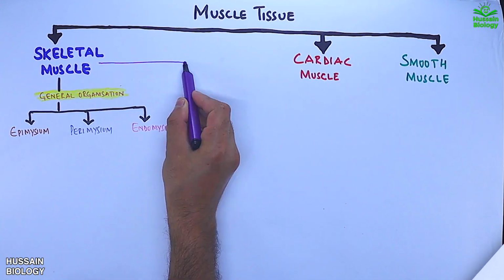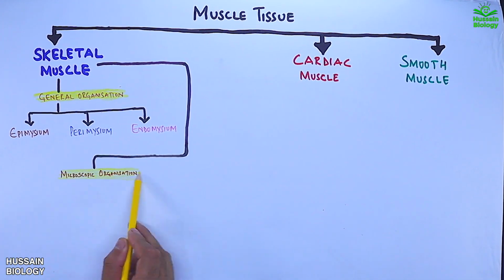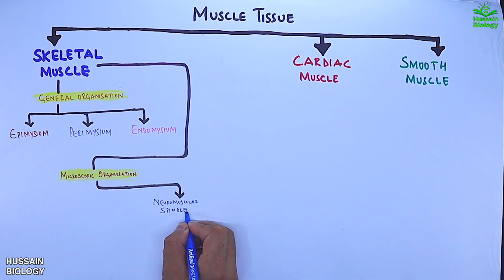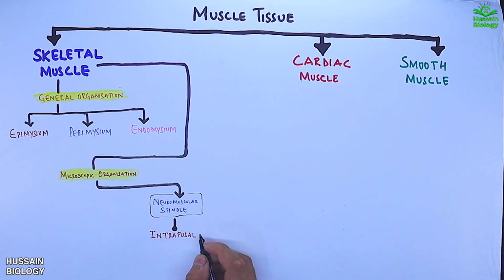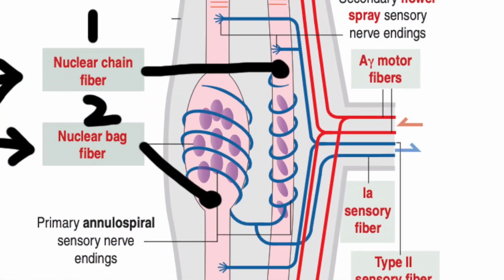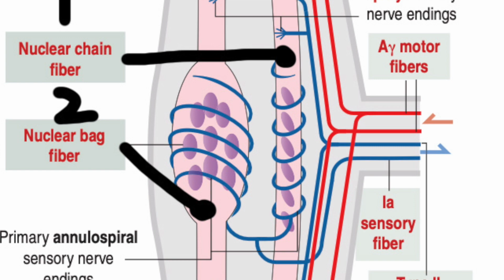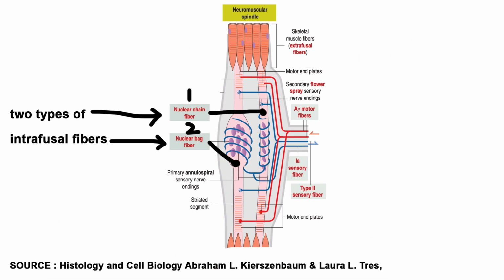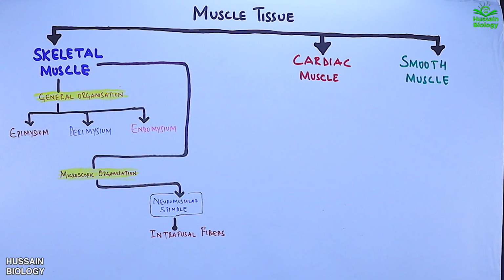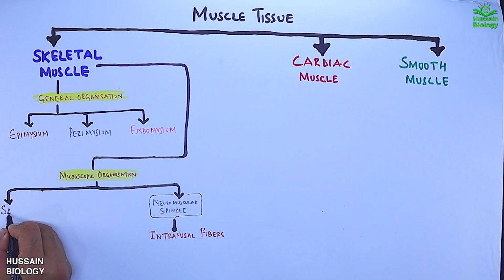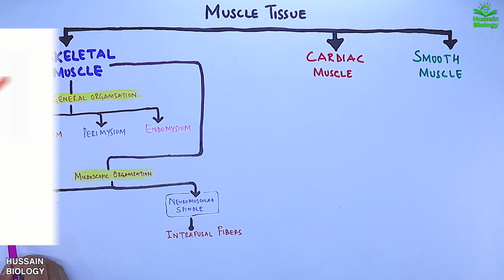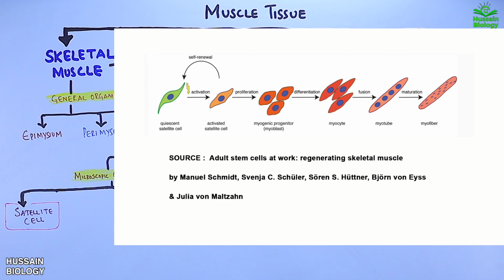Now moving towards the microscopic organization of skeletal muscle. We have the neuromuscular spindle that has intrafusal fibers. These fibers detect the amount and the rate of change in the muscle length and act as a sensory element within the muscle. These intrafusal fibers along with neurons aid in proprioception. Second structure is the satellite cell, which are the stem cells, and from these satellite cells we get the myoblast and then ultimately the muscle fibers or muscle cells.